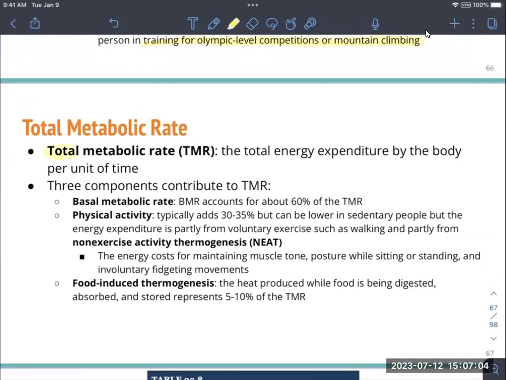So the total metabolic rate is the total amount of energy used by the body per unit of time. Again, the basal metabolic rate is about 60% of that total metabolic rate. Physical activity is about another 30 to 35%, lower if you're more sedentary. Non-exercise activity thermogenesis: the energy costs to maintain muscle tone, your posture, standing or sitting, and involuntary fidgeting movements. Are you a high fidgeter? That can help you burn more calories. Food-induced thermogenesis: that's the heat produced while this food is being digested, absorbed, and stored.